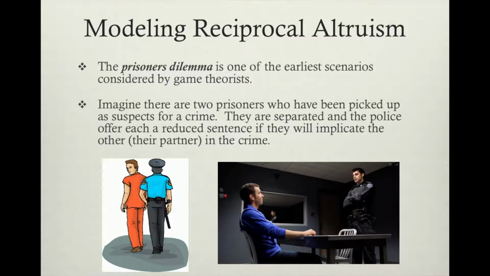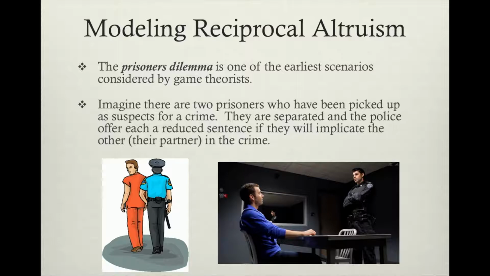So we model reciprocal altruism by modeling a prisoner's dilemma. The idea behind a prisoner's dilemma is that you've got a crime that's been committed. There are two prisoners who've been picked up as suspects for the crime. They're separated and they're each offered a reduced sentence if they'll implicate or rat out their partner in crime.